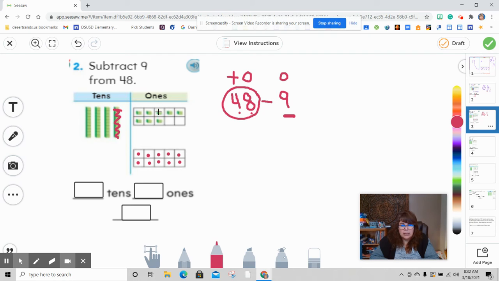So I'm going to start with the smallest number. So I go 1, 2, 3, 4, 5, 6, 7, 8. I need one more. 9. So how many ones do I have left? I have 9 left. See, 5 and 4 more is 9. And then how many tens? I have 3 tens left. So my answer is 39.